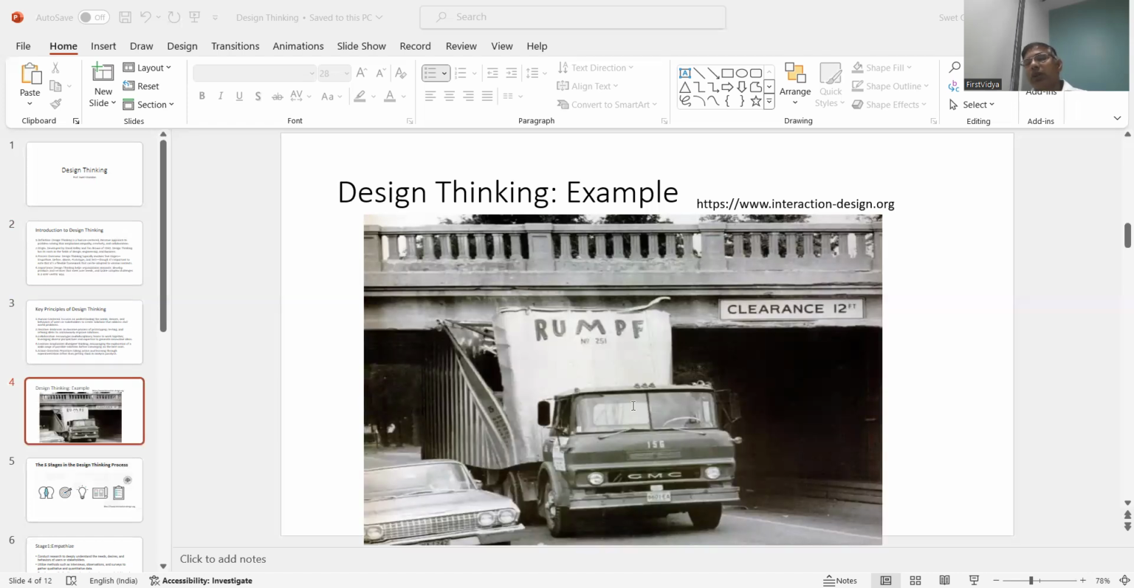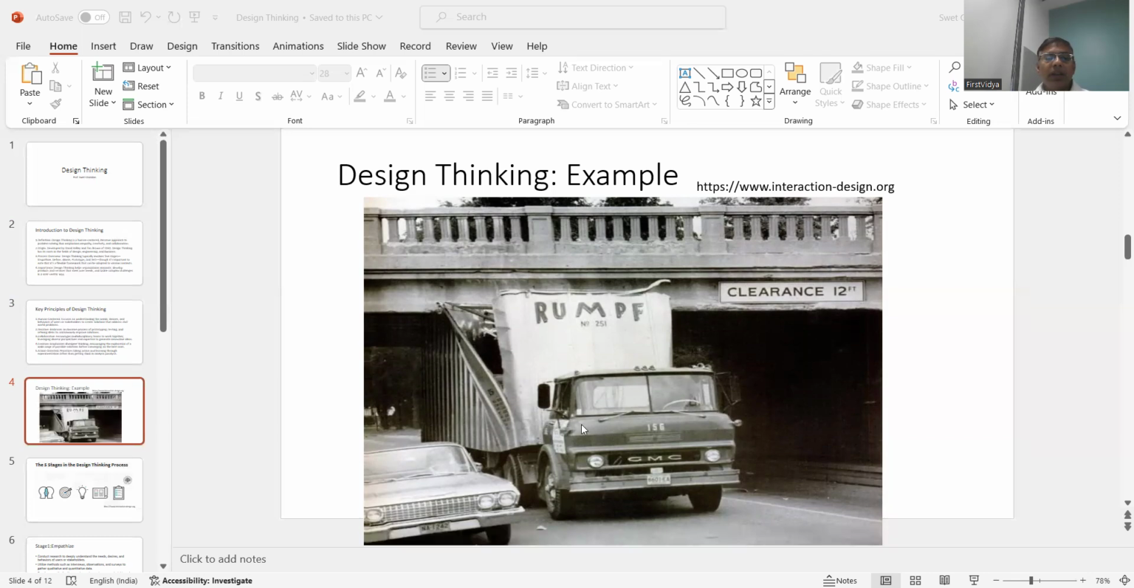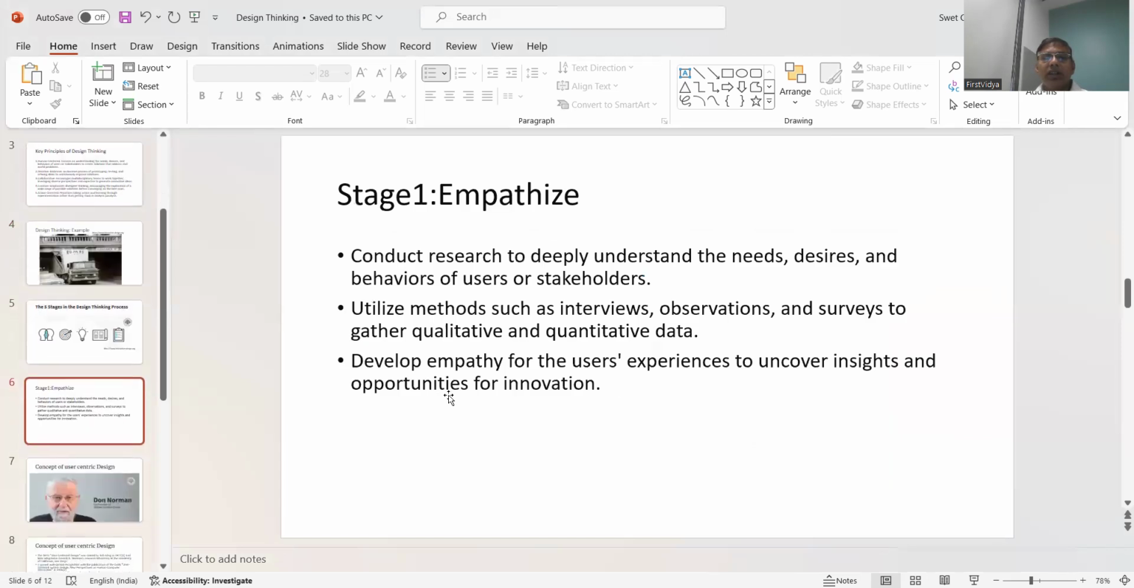But the problem was solved when someone suggested, why not just take the air out of the tires? That was out of the box thinking, right? And the problem was solved. The truck was dragged out, there was very little distortion in the truck, and it worked very well. So this type of approach is what we will consider in design thinking. Okay, now the next thing we will see.